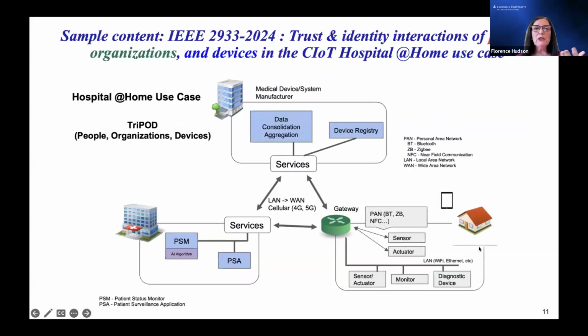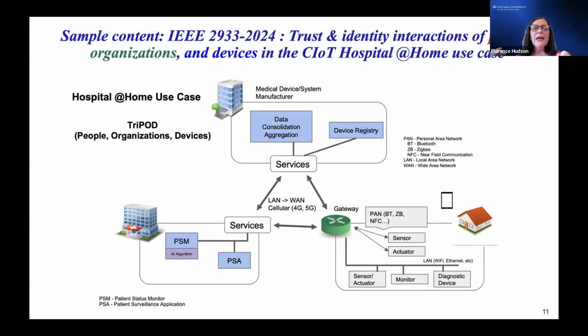So how do we make this real? I wanted to share a little something from the draft standard. When we had our little prep call the other day, we were talking about people, organizations, and devices. So we have this little thing we call tripod in the standard. It's in the current draft, and I'm just sharing it with you for an idea.